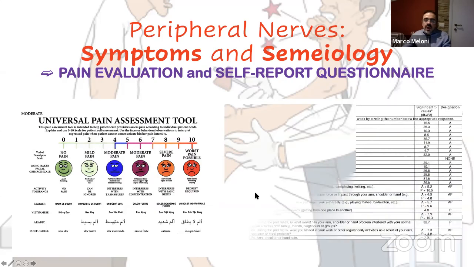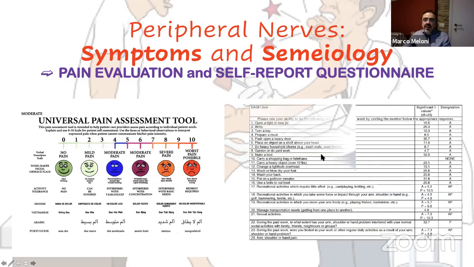And another thing, the DASH score is a self-report questionnaire, very useful, but there are a lot of these questionnaires that help us to examine the quality of life of the patient. And so it's very helpful when we examine the patient aiming to propose, to find a surgical solution for his problem.